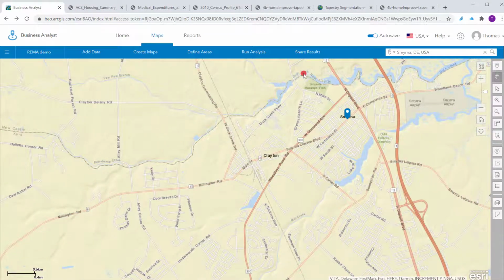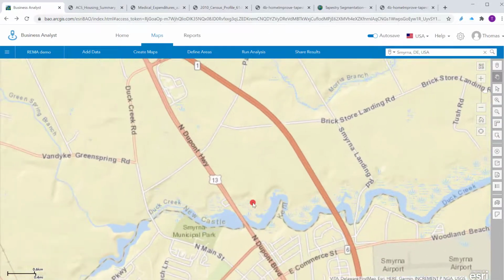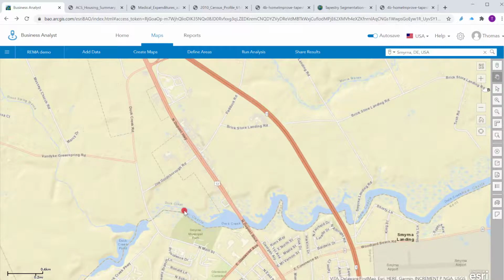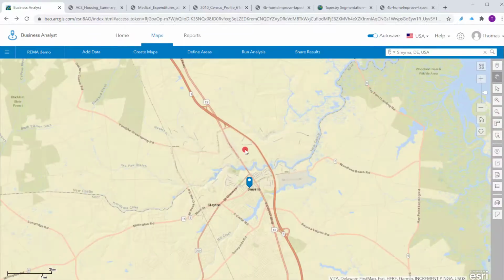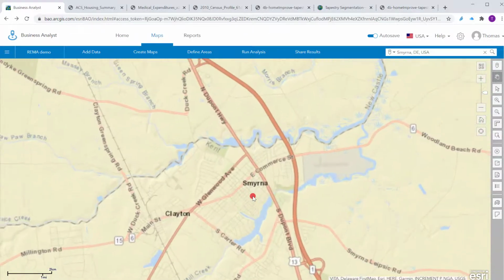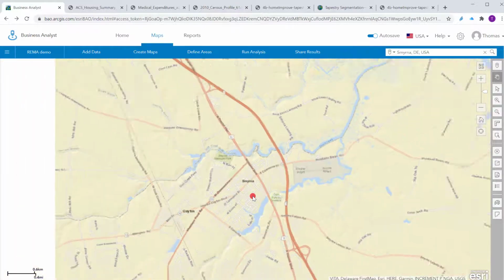Looking at the map, take a look. Duck Creek is a county boundary. Newcastle versus Kent County. So just to give you a hint, if you deal with data from Smyrna, Delaware, Smyrna, Delaware is a 2-county municipality.